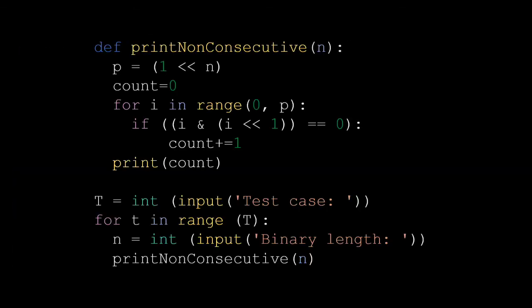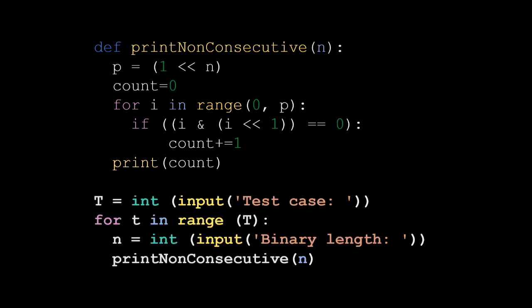So this was the function, and the last part is to create a loop that will take the different test cases and iterate over all the test cases. So simply we're taking an input as t for the test cases and initializing a loop for t times, so for t in range of t. So it will loop for t times, taking n as the input of the binary length and calling the function that we defined before.